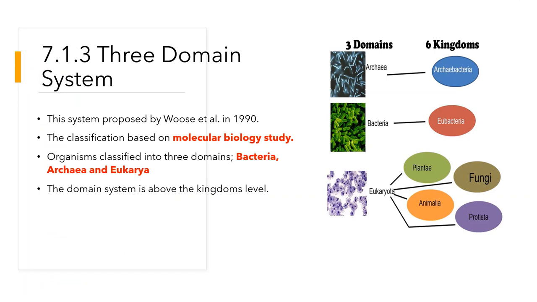7.1.3 Three Domain System. This system was proposed by Woese et al. in 1990. This classification is based on molecular biological study. All the organisms are classified into three domains: bacteria, archaea, and eukarya. This domain system is above the kingdom level. As you can see here, the three domains are archaea, bacteria, and eukarya.